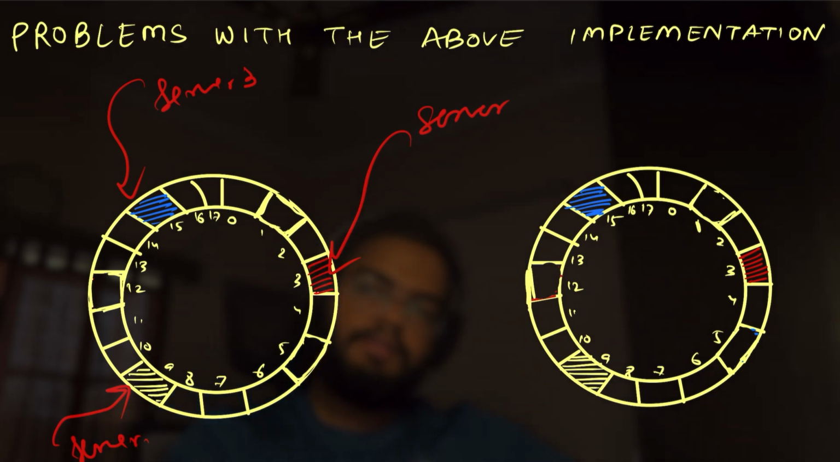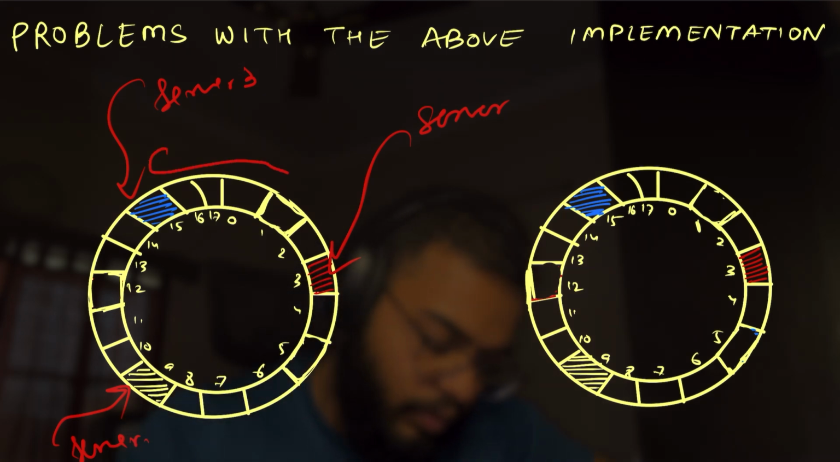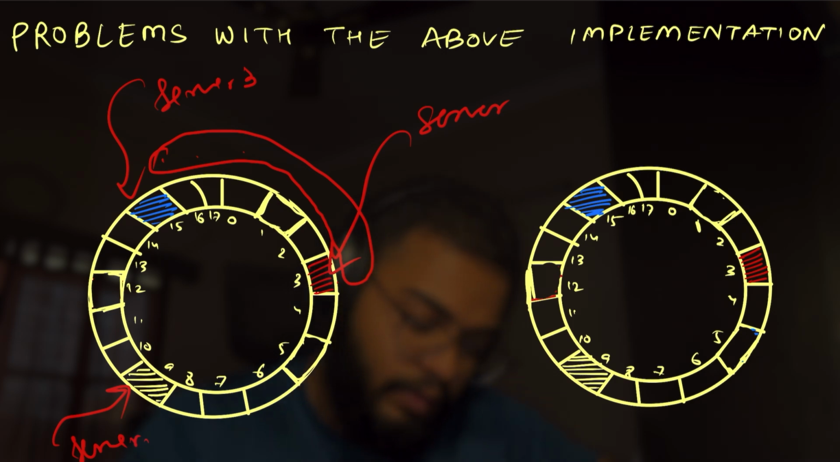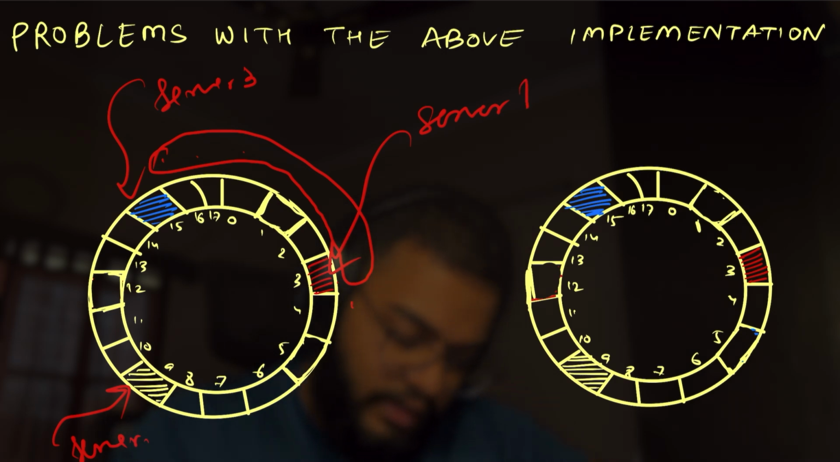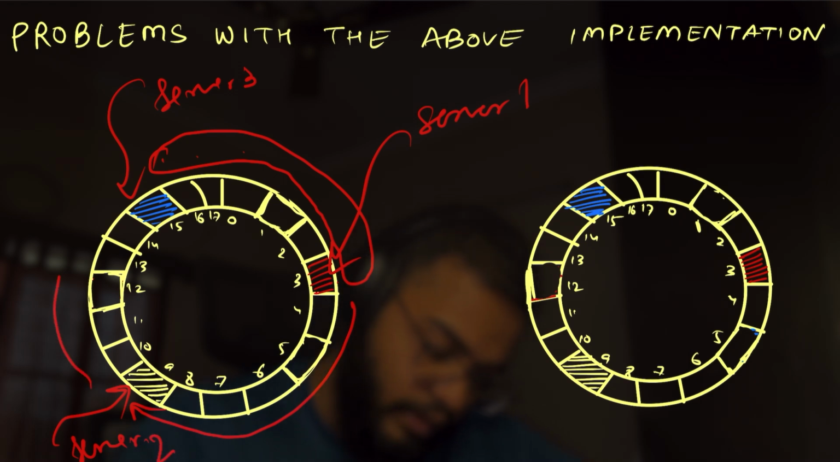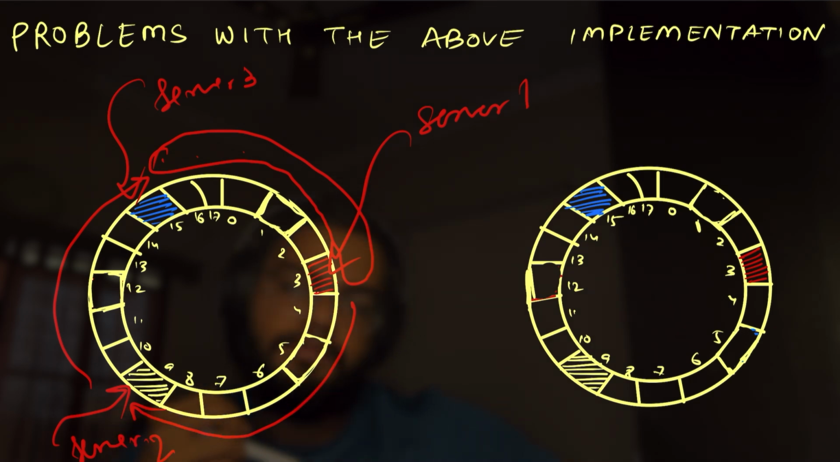Instead of a direct one-to-one mapping, we are doing a range mapping over here. So request IDs in the range 16 to 3, meaning 16, 17, 0, 1, 2, 3, would be served by server 1. Similarly, 4 to 9 would be served by server 2. 10 to 15 would be served by server 3, and so on.